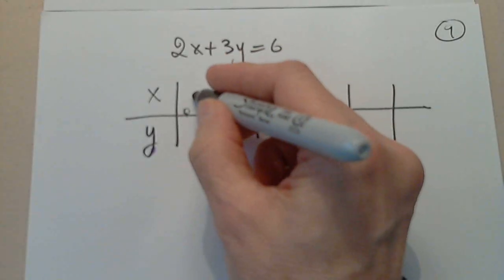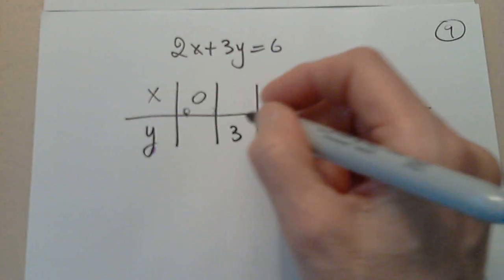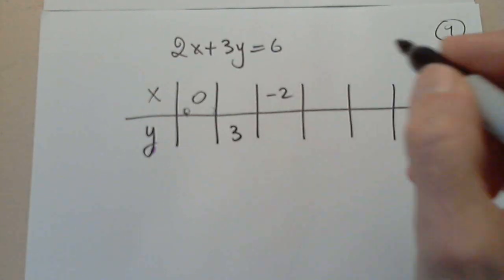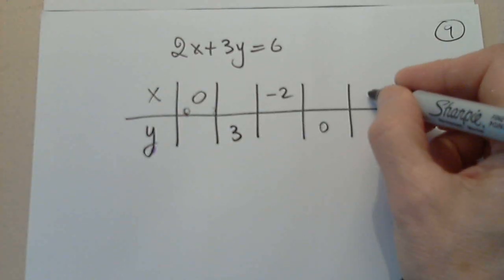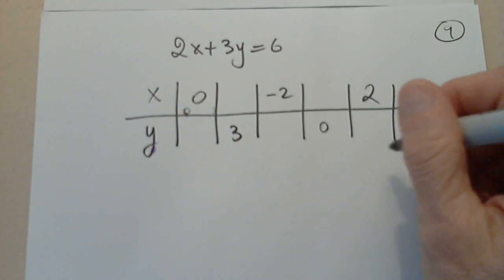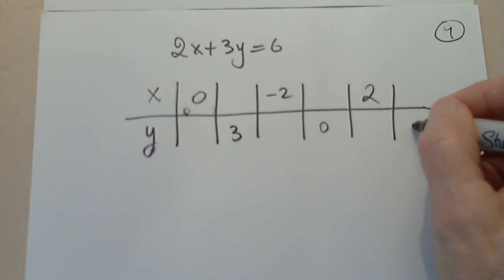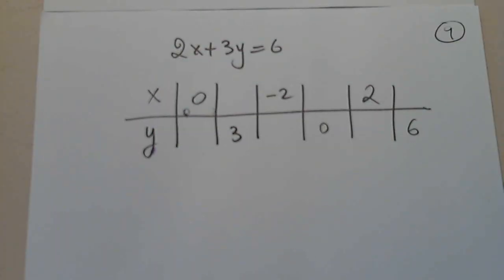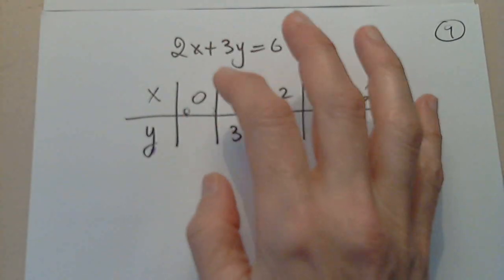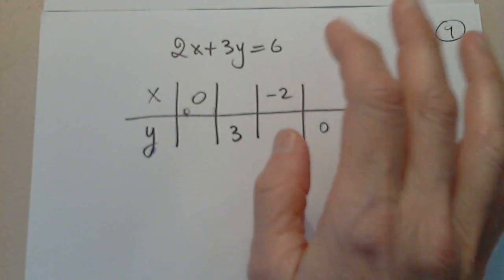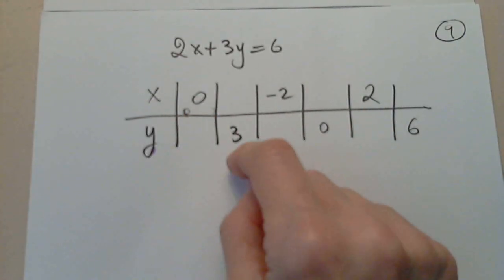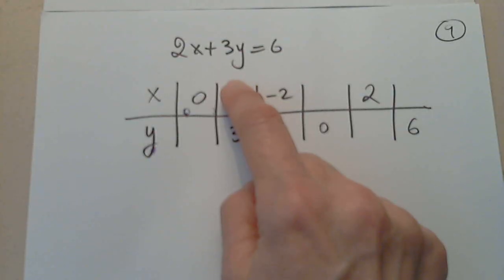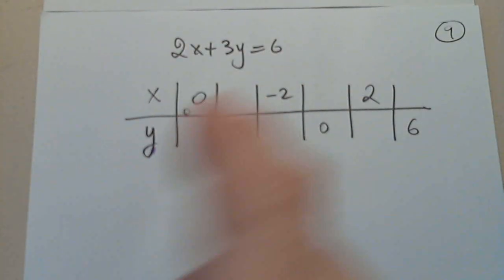Good. So let's say I pick some values. I will pick for x 0, for y 3, for x -2, for y 0, for x 2, and then for y 6. Notice I did not pick x and y. I picked x so we can determine y. Then I picked y so we can determine x, and so on and so forth.